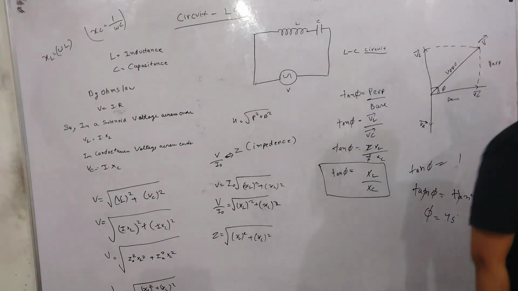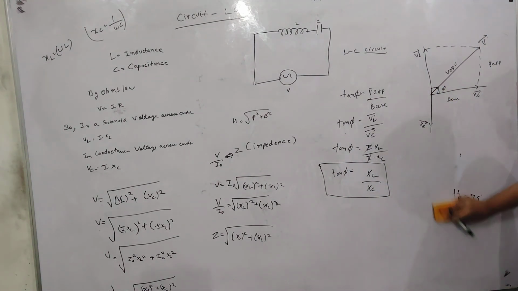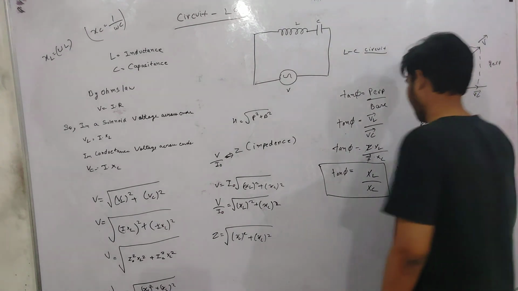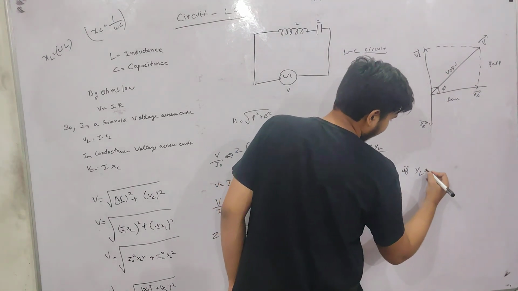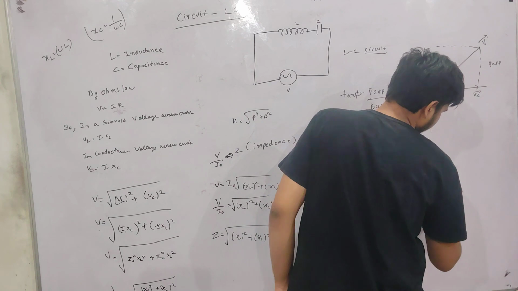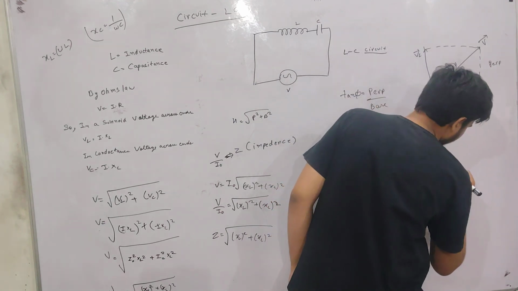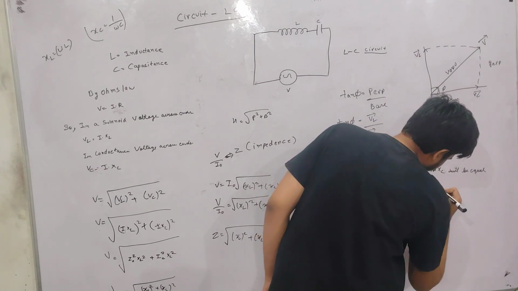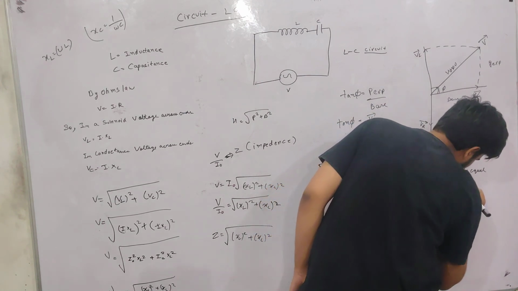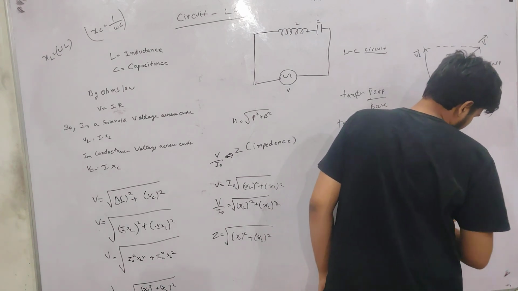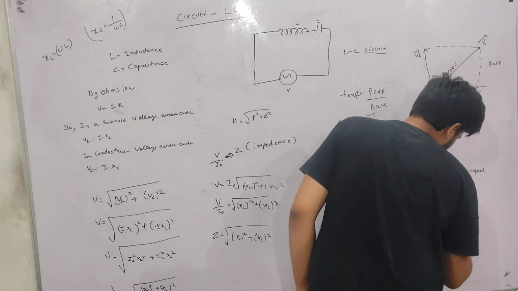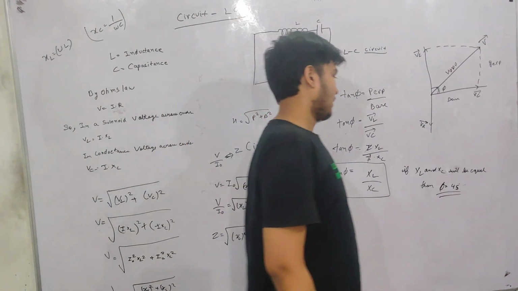It depends upon the question. If asked, we also find the angle between the resultant and the base. If XL equals XC, then tan phi equals 1, and phi is 45 degrees. Phi will be equal to 45 degrees. We will remember this relation.